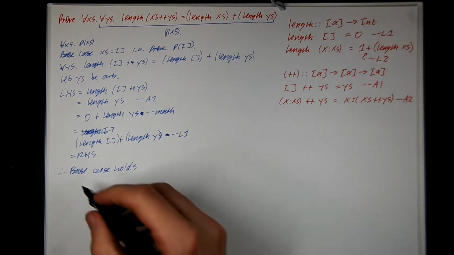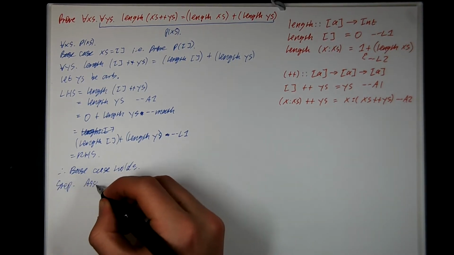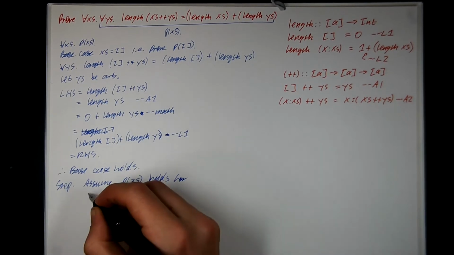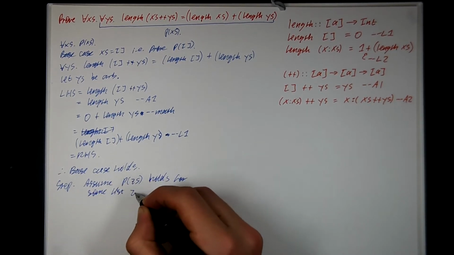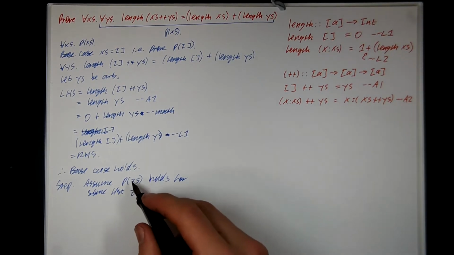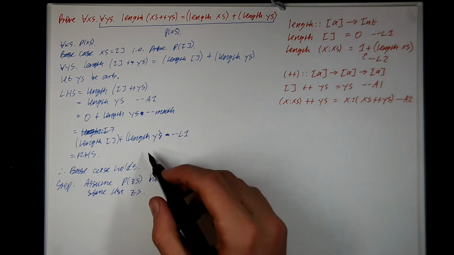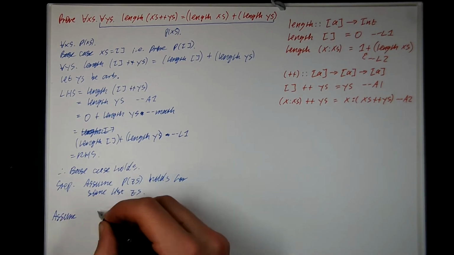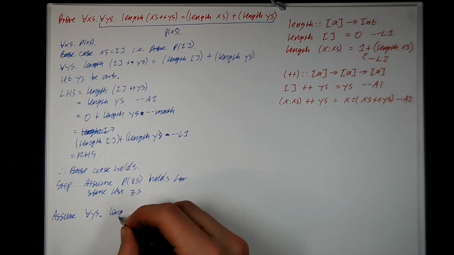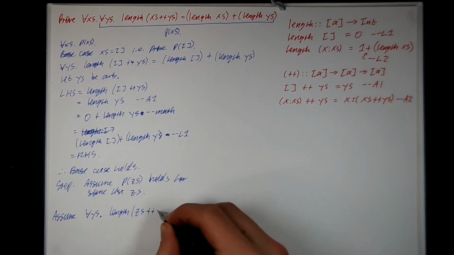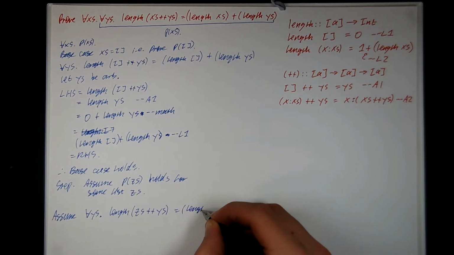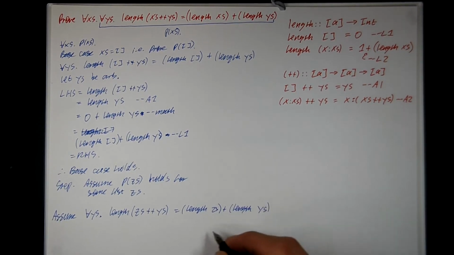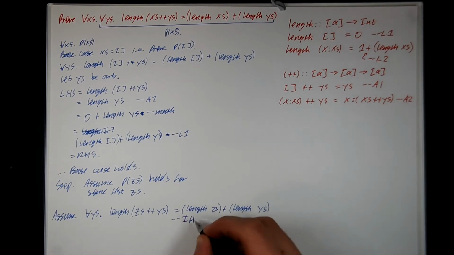Okay, so now I have to prove the step case. For the step case, we're going to assume p of zs holds for some list zs. I choose some zs arbitrarily, and I'm going to assume p of zs holds. So what am I assuming? I'm assuming this whole statement here with zs instead of xs. So we're going to assume for any list ys, the length of zs concat ys is equal to the length of zs plus the length of ys. That's going to be my assumption, my inductive hypothesis, denoted by IH.